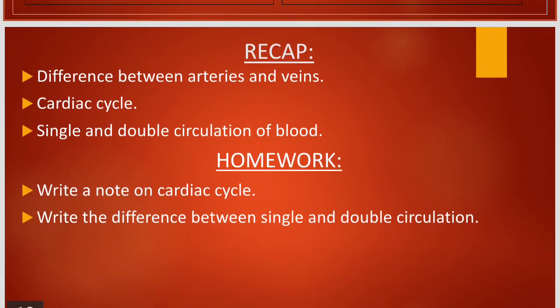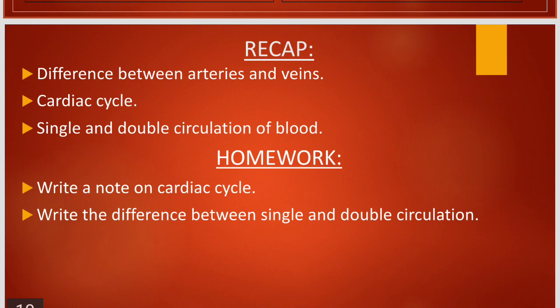Let us do the recap. We have seen the difference between arteries and veins. We have also seen the cardiac cycle, and we have seen what is single and double circulation of blood. Homework for today: write a note on cardiac cycle. Write the difference between single and double circulation. You will get these notes from the PDF you will be receiving. I think I have already sent the PDF along with the first video. Keep them safely and complete the homework.